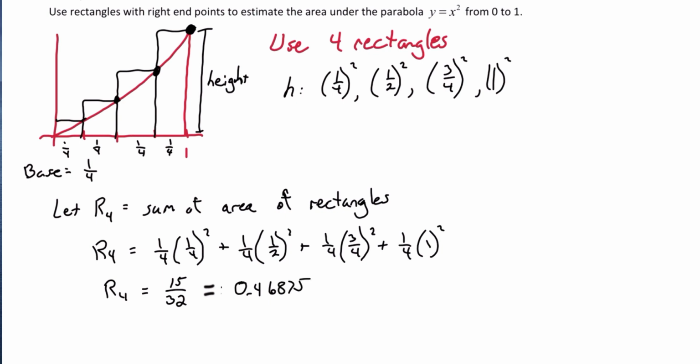Notice that R4 is actually bigger than the true area under the curve. If we look at the area under that red curve, y equals x squared, let's call that S. It's actually lower than the value we just found, 0.46875. So we have an overestimate.